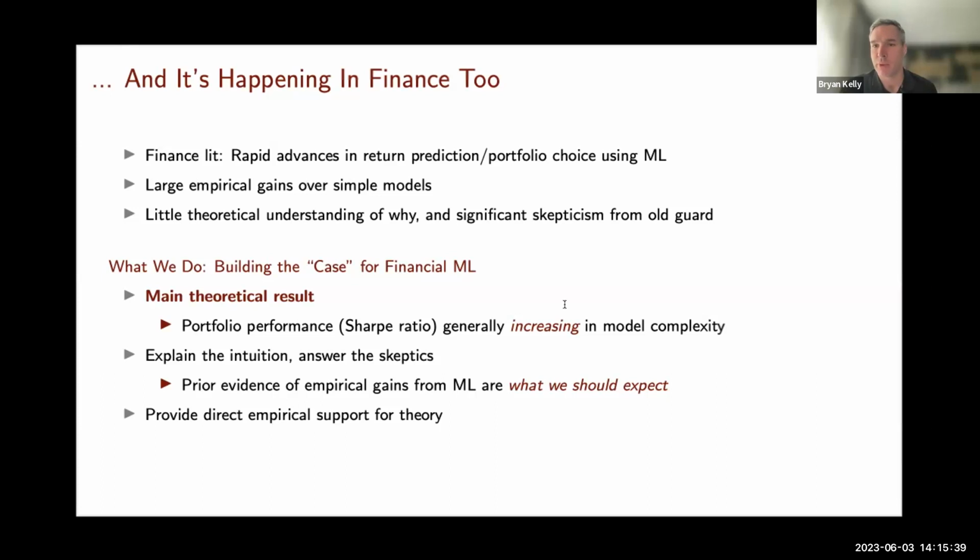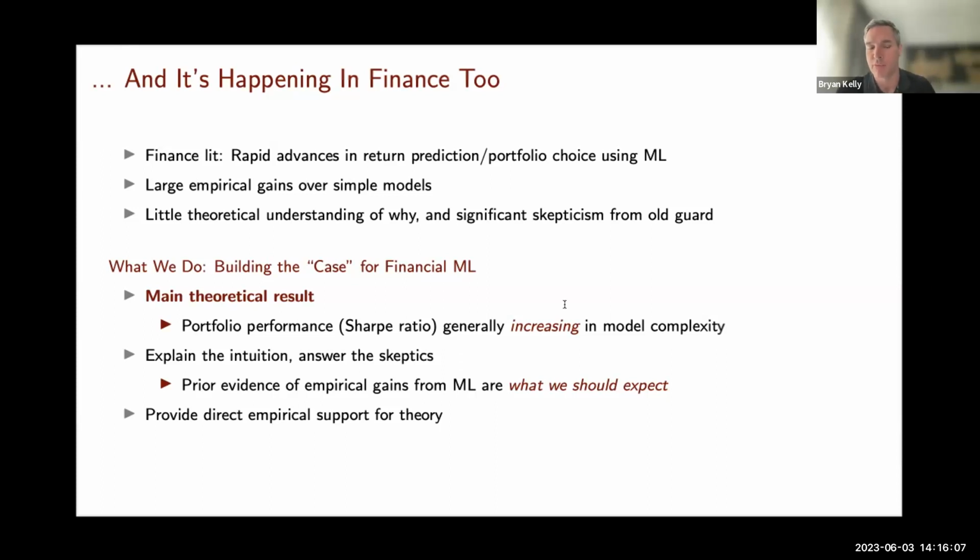This is going to be a theory paper, right? It's a statistical theory paper. And the main theoretical result is that portfolio performance derived from a machine learning prediction model is going to be increasing in the complexity of that model. Now, when I talk about complexity, what I'm going to be talking about specifically are the number of parameters, or the number of parameters relative to the number of training observations that you have. So think of that as a ratio.